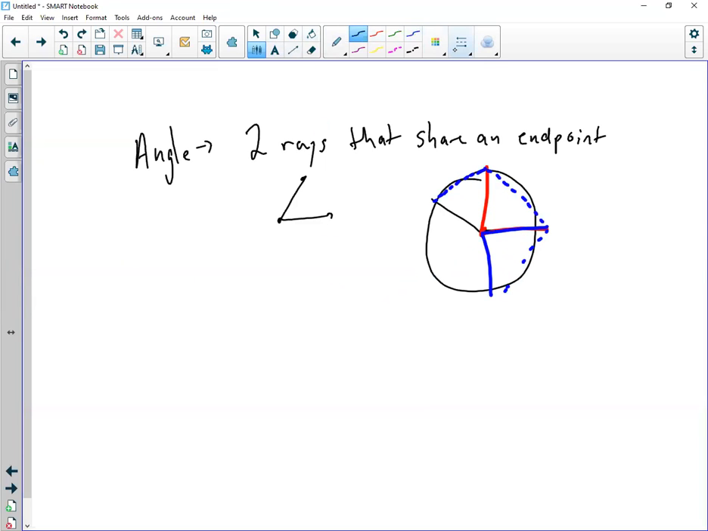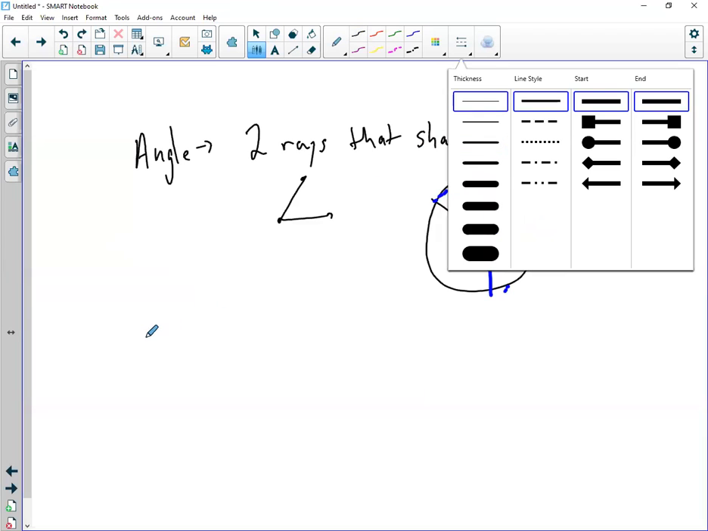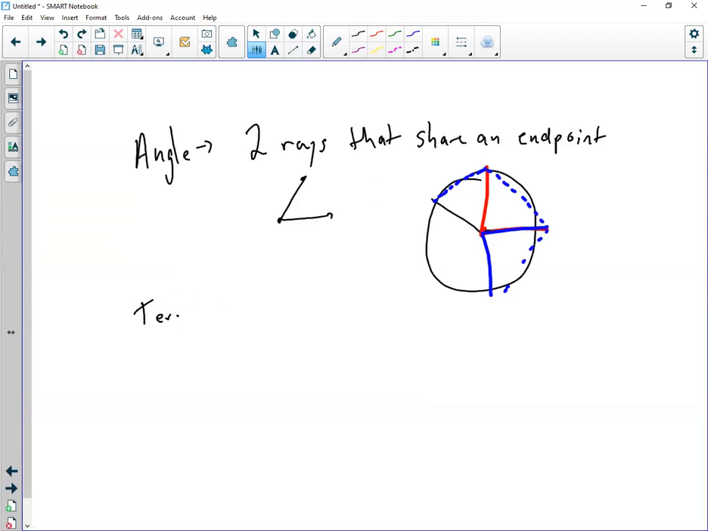So with an angle, obviously it has two different sides. One of those sides is called the terminal side. Actually, let's start with the other one first. Sorry, if you already wrote that, apologies. So let's start with the initial side.